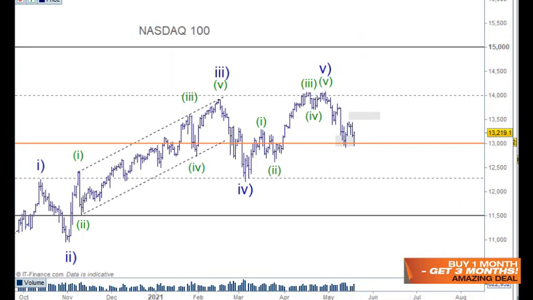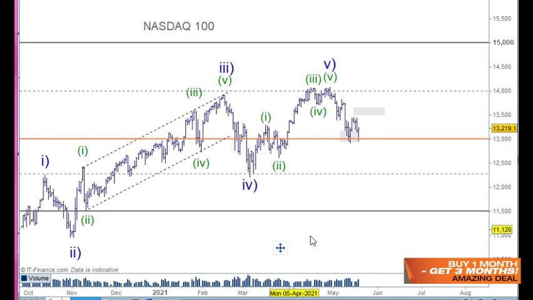So the NASDAQ here, there are a couple of ways I can look at this as well, but one of the important things here is that from this top here, we can count 5 waves down through here. We'll look at that on the intraday chart in a moment. So it's possible that this can also come down further here.